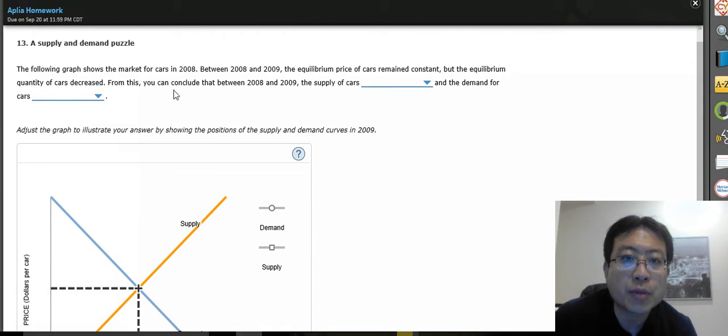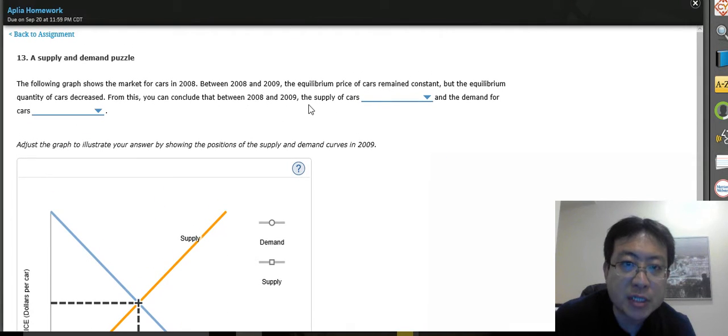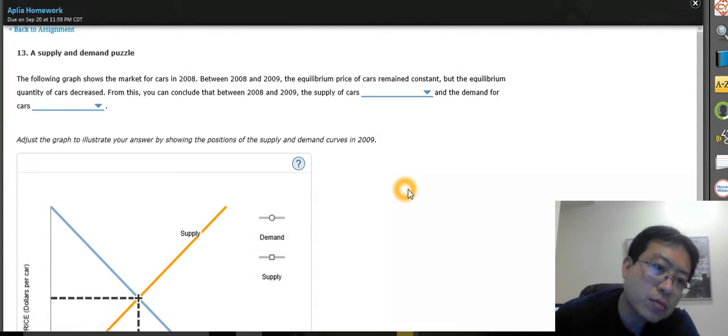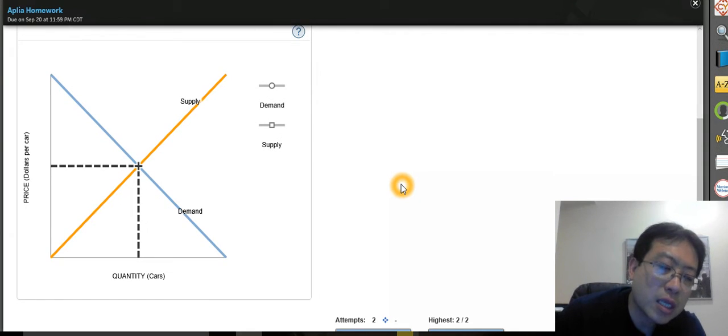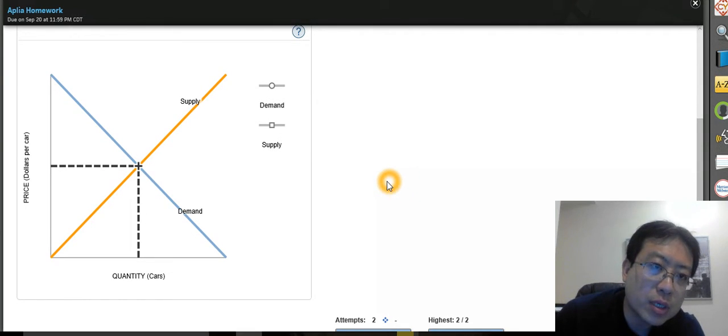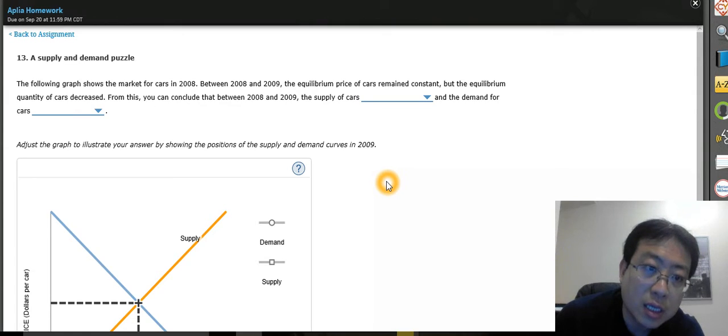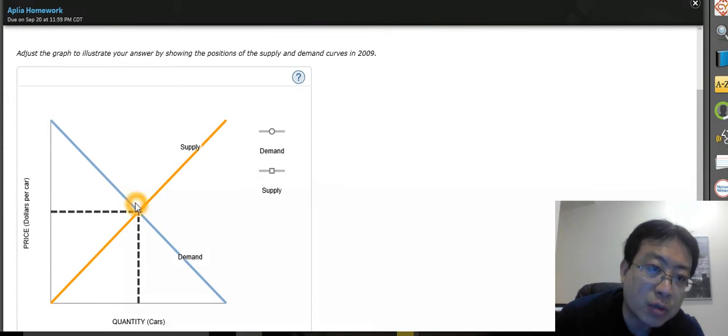From this, you can conclude that between 2008 and 2009, the supply of cars does what, and demand for cars does what. So we need to play with this graph a little bit, and the end result is that we need to show the price for the car remain constant, and the quantity for the car decrease. So if you think about your demand supply curve, for demand to show a decrease in quantity, this must be a decrease in demand.